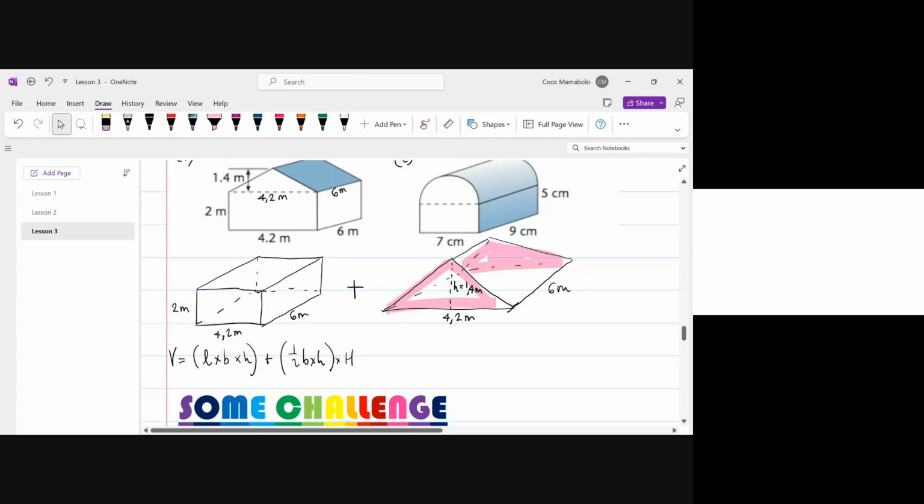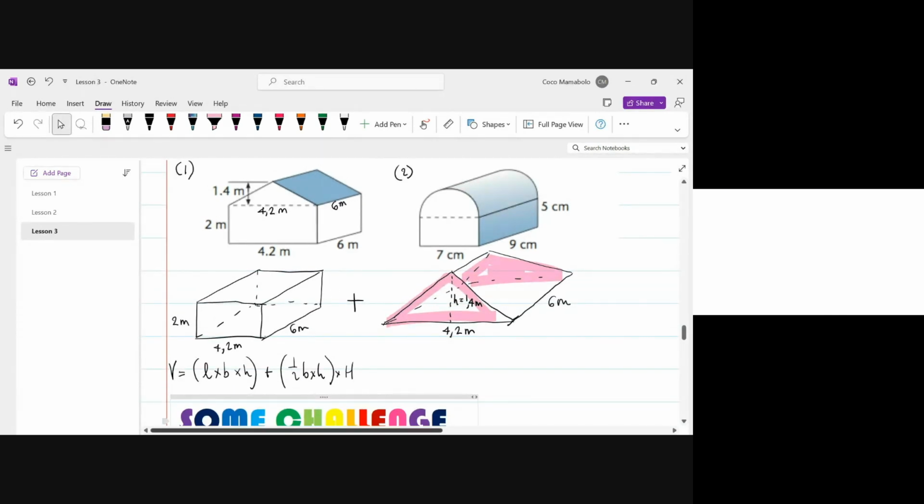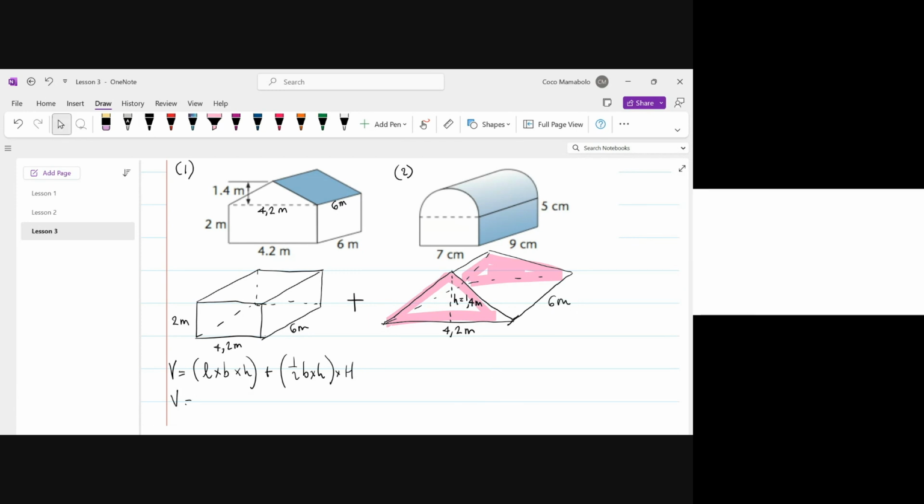All right. And that is equal to, oh, look at that, some challenge down there. We'll get to that in just a second. All right. So the volume will equal 6 times 4,2 times 2 plus half of my base, which is 4,2 times my perpendicular height, which is 1,4, all that multiplied by the perpendicular height of my prism, which is 6. And all of that should give us 68,04 meters cubed.